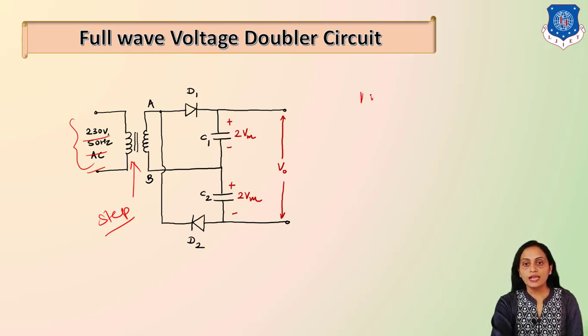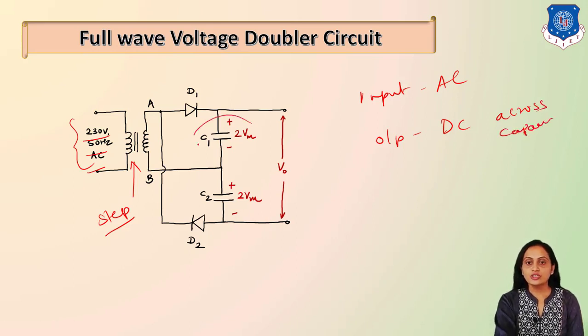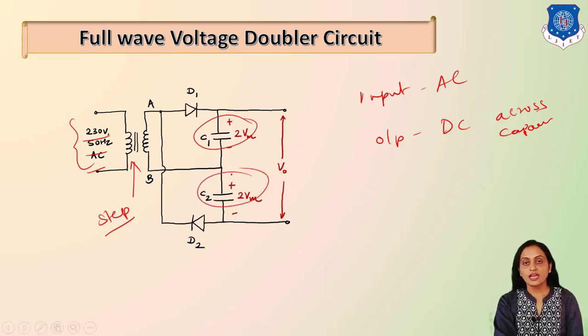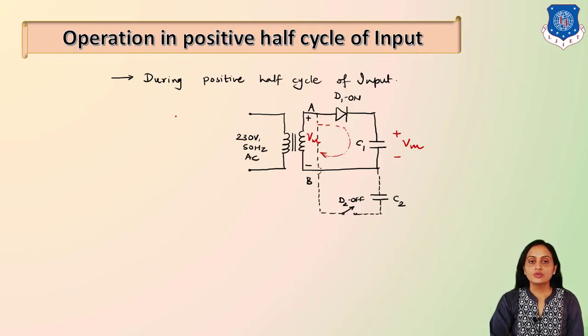So input is AC, and output we are getting is the DC, that is across capacitor. The charge onto this capacitor C1 and C2 you will find after application of the input, so that we will see in the analysis of circuit. So we will see the operation in the positive half cycle of the input.